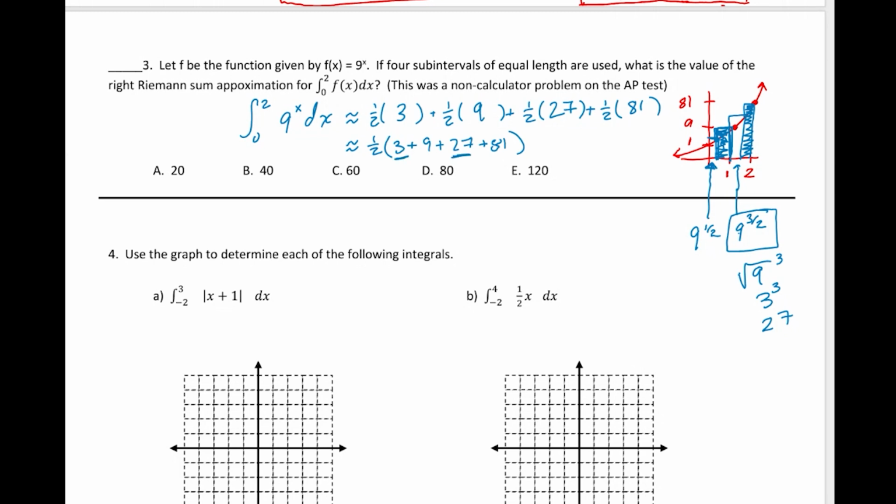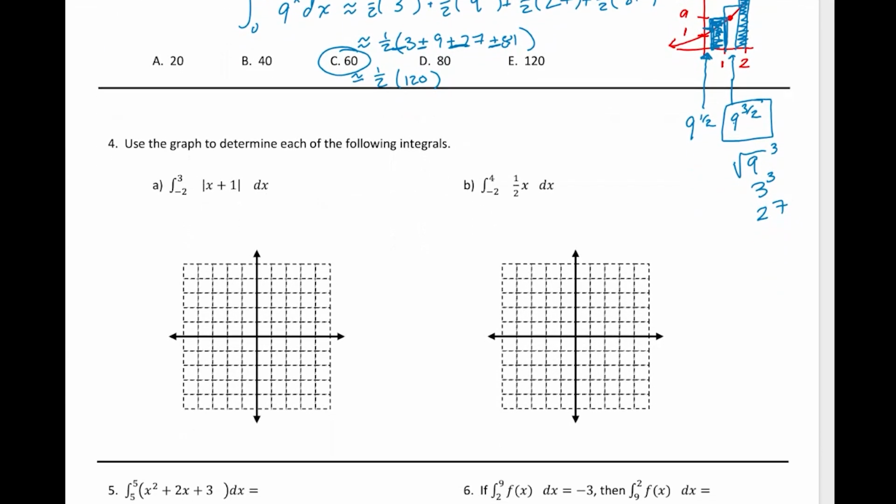3 and 27 make 30. 81 and 9 make 90. So we've got 30 plus 90 is 120. Right? So this is going to be 1/2 times 120. Half of 120 is 60. So our answer is C.